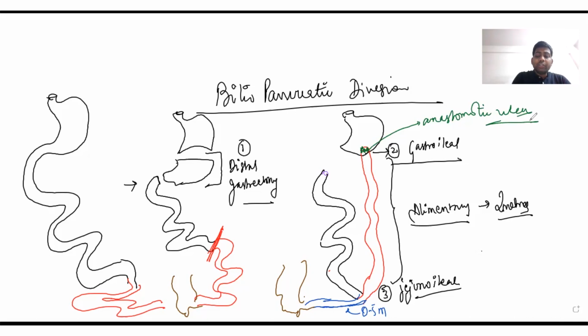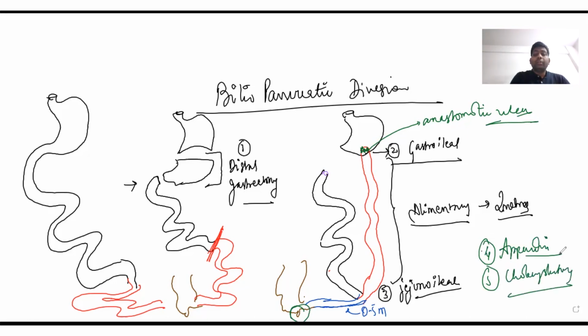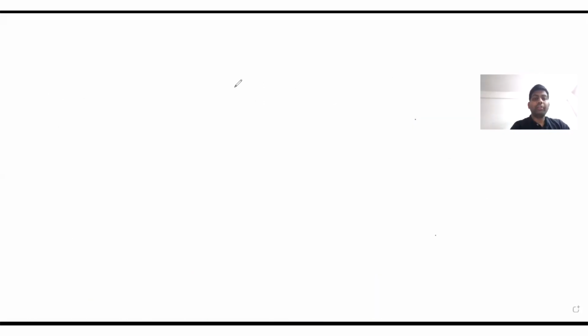After we have done this jejuno-ileal anastomosis, created the common channel and completed this anastomosis, make sure at the end of the procedure we do an appendicectomy. We remove the appendix and we remove the gallbladder. So in steps 4 and 5 we should remember to remove the appendix and to do a cholecystectomy. The next is a modification of biliopancreatic diversion, that is duodenal switch. Let us look into duodenal switch.